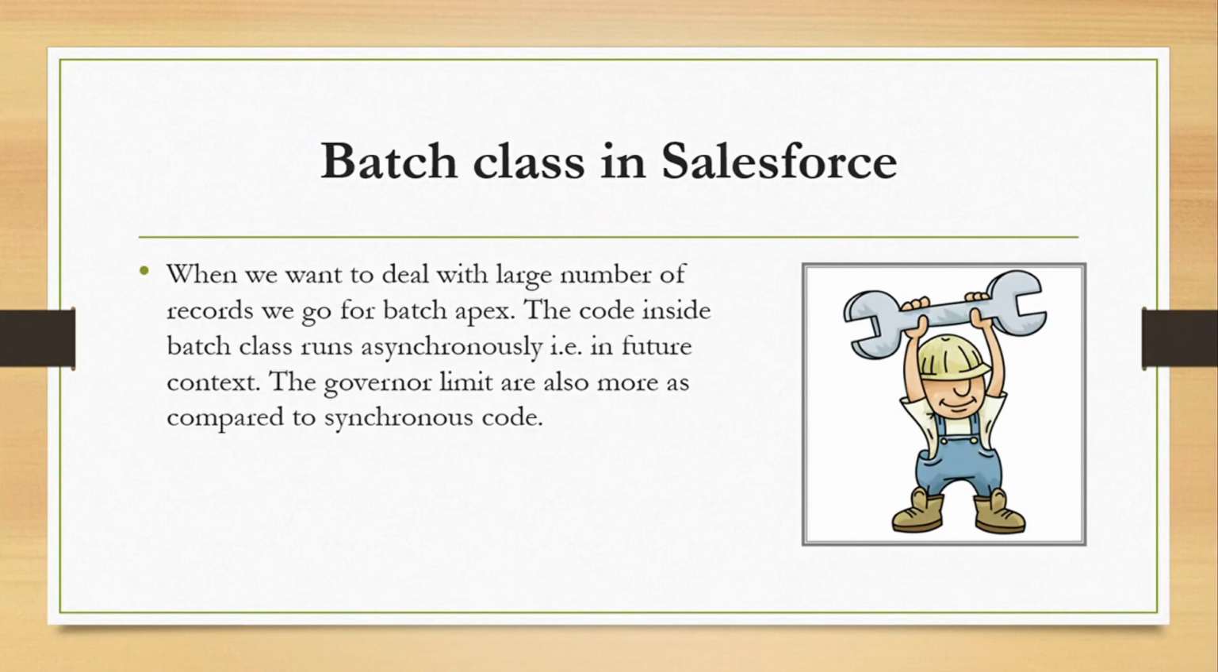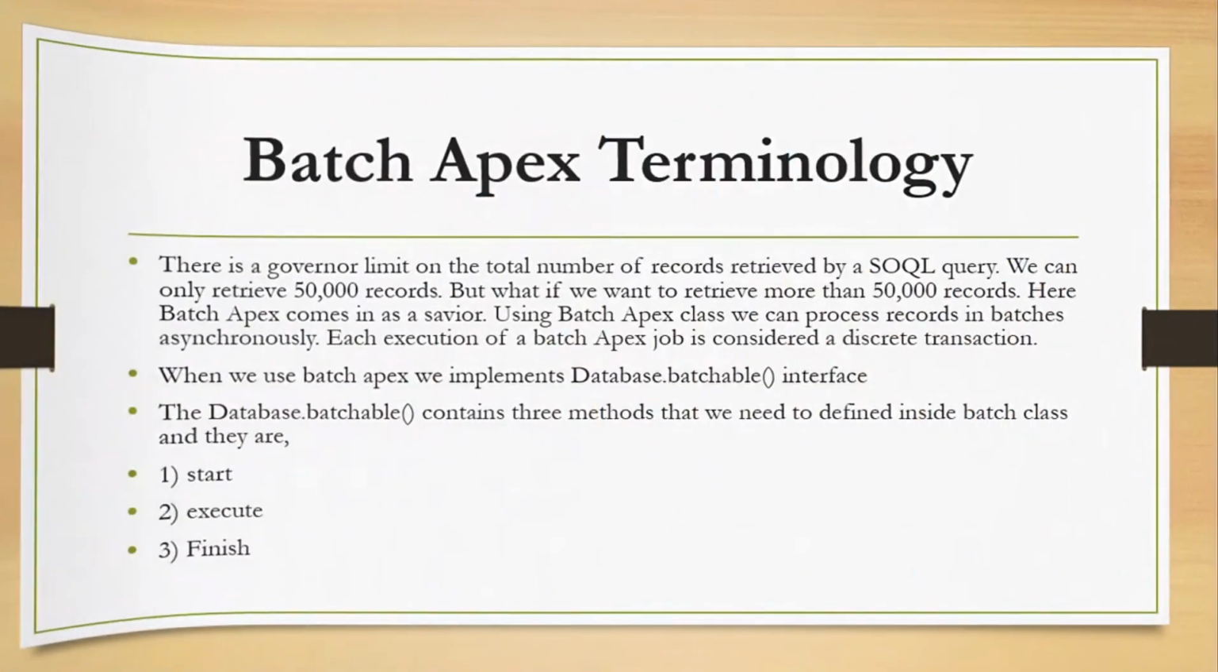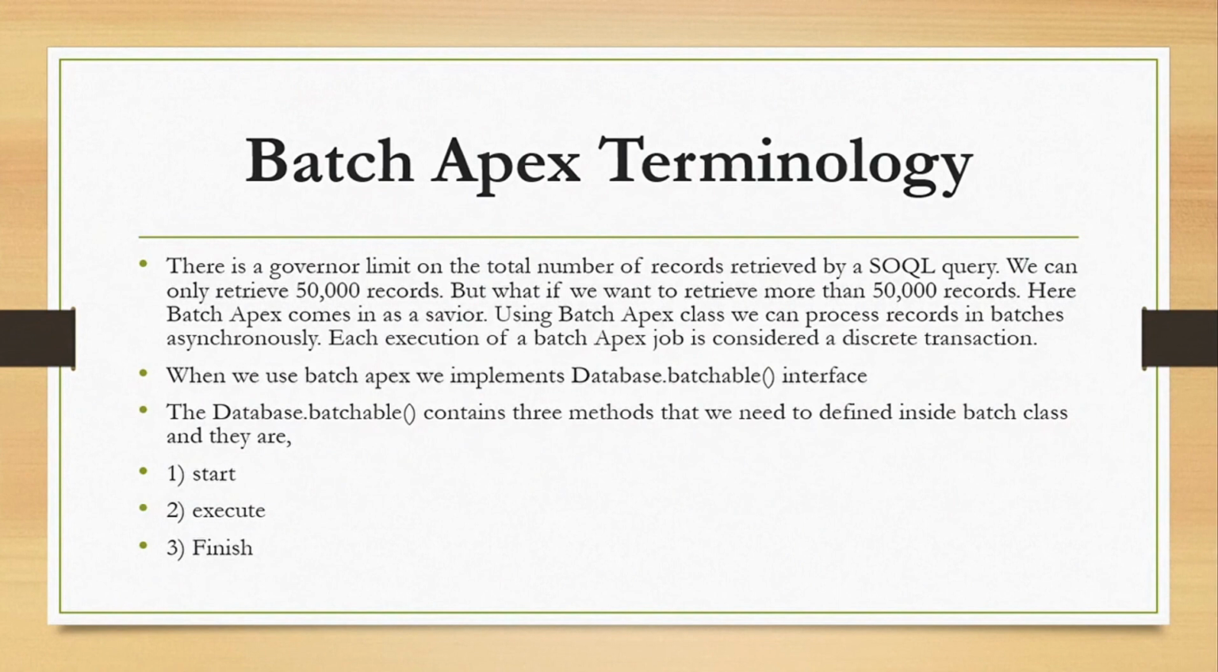Batch class in Salesforce. When we want to deal with a large number of records, we go for a batch class. The code inside the batch class runs asynchronously, that is in future context, and the governor limits are also higher compared to synchronous code. When you want to deal with a large number of records, let's suppose you have 50,000 records, we use the batch class to avoid the governor limits.